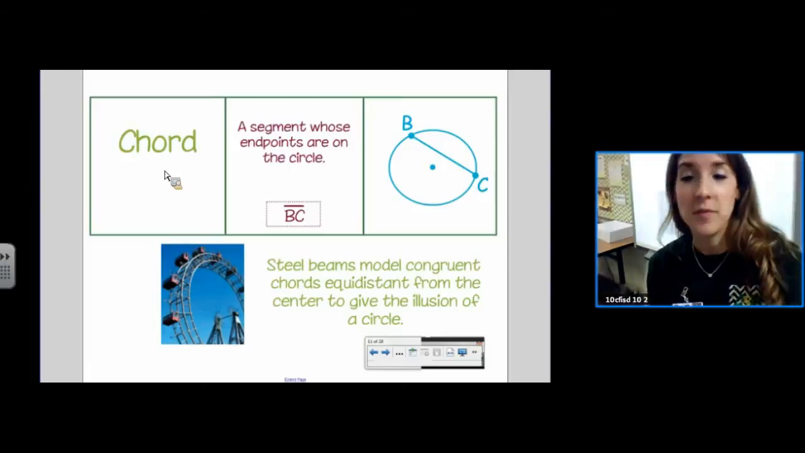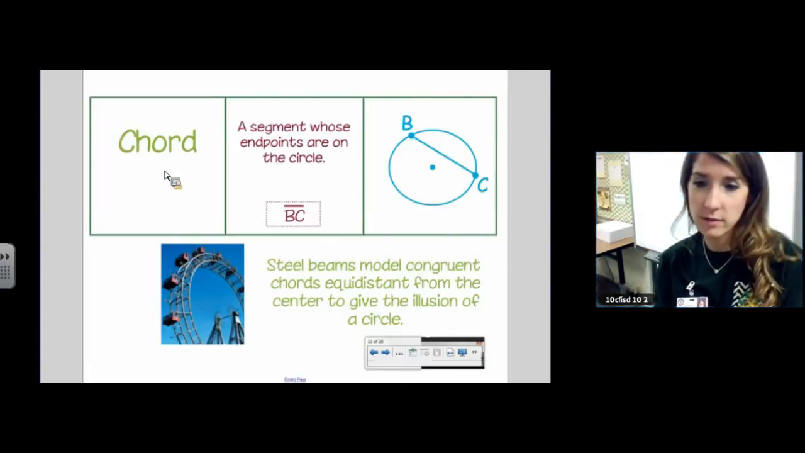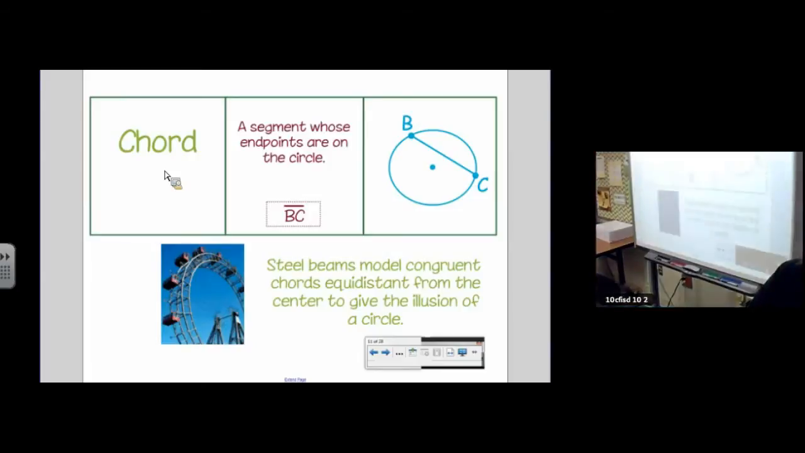Always, sometimes, or never. A diameter is a chord. What do you think? Always, sometimes, never. A diameter is a chord.